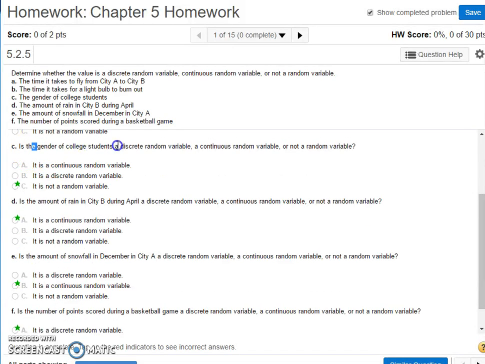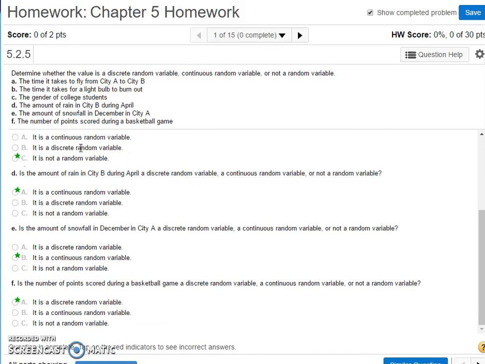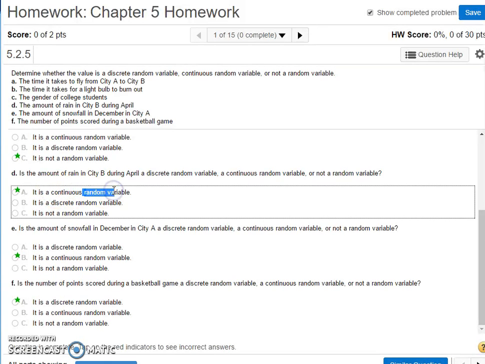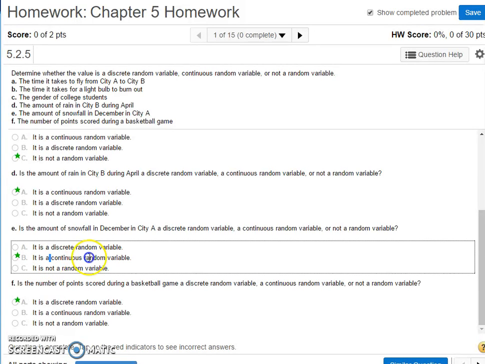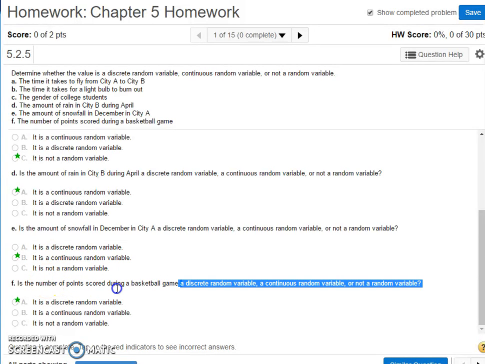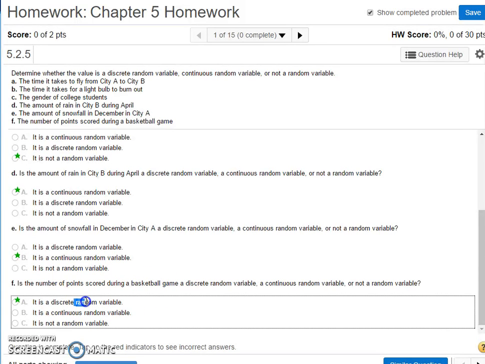Is the gender of a college student? Well, that's not a random variable because it's male or female. The amount of rain in city B during April, well, that's also a continuous random variable. The amount of snowfall in December in city A, also continuous. Number of points scored during a basketball game, that is discrete. You cannot score 121.3. It's 121, 122. So that's the difference between not being a random variable, continuous, and discrete.